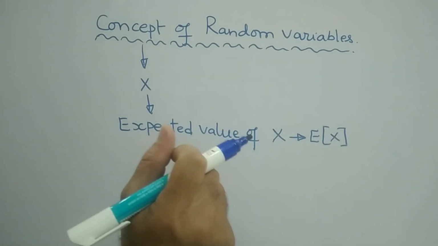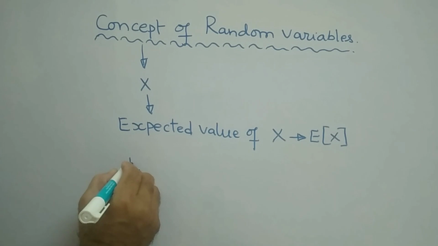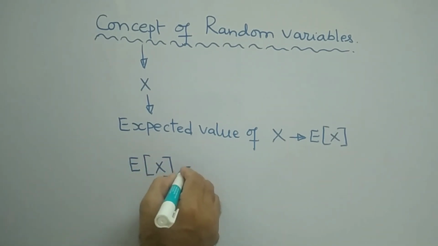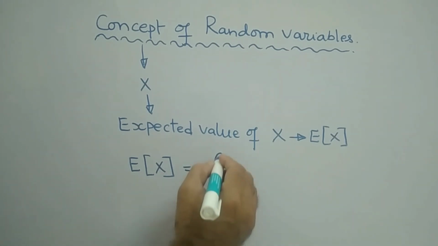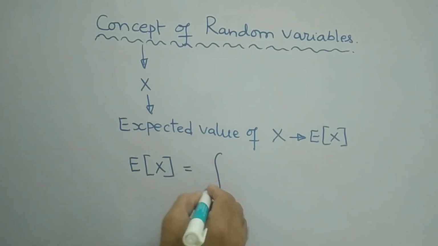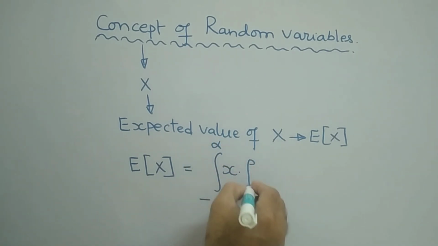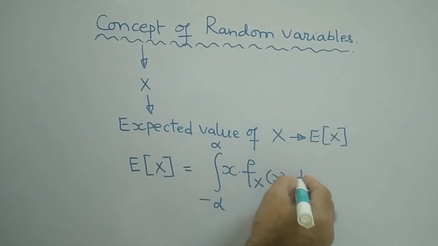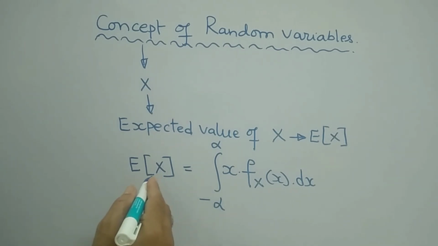And we have seen that expected of x, if x is a continuous random variable, then expected of x is given by this formula: integral over minus infinity to plus infinity of small x into f of x into dx. This we have seen. It is the formula for a continuous random variable.